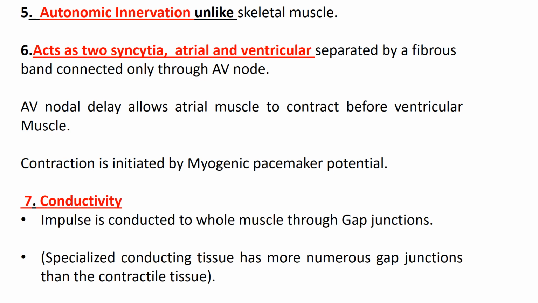And again we see that the skeletal muscle had voluntary nerve supply and the cardiac muscle has involuntary nerve supply. That is called autonomic innervation. The sixth property of the cardiac muscle is that it contracts as a syncytium. There are two syncytia in the cardiac muscle, one atrial and one ventricular.